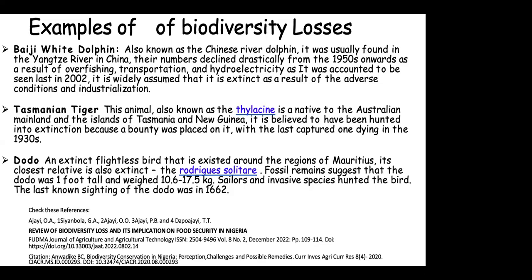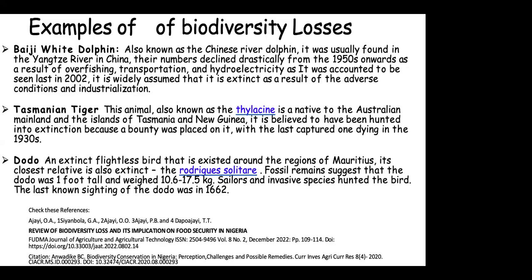Well, they assume that this extinction is a result of a lot of anthropogenic activities. And this is a global environmental issue, okay? And I said the causes are majorly anthropogenic, okay?